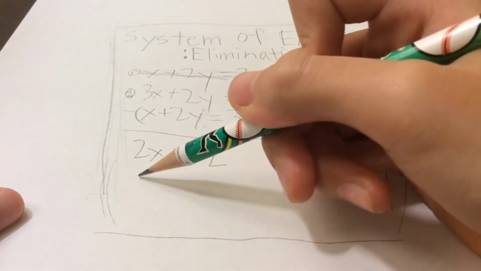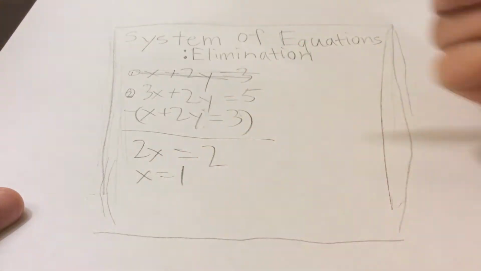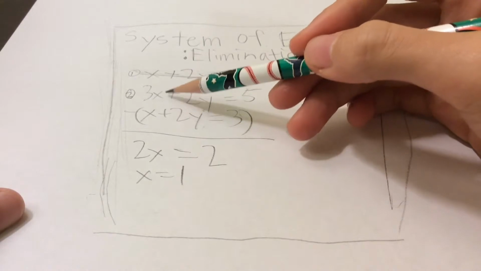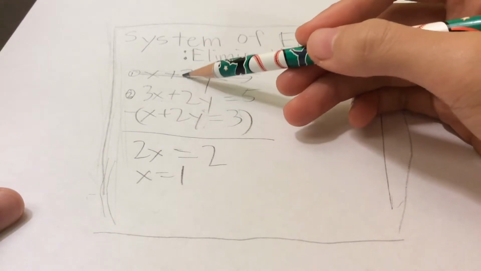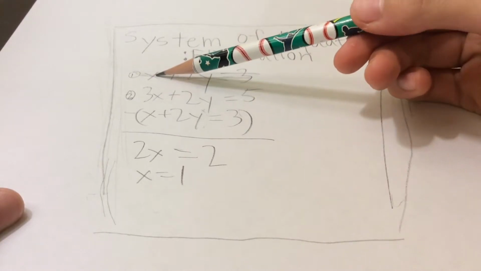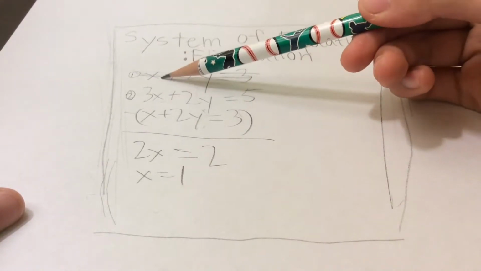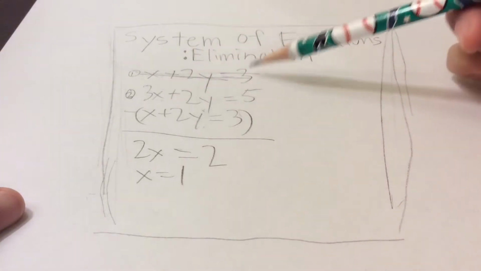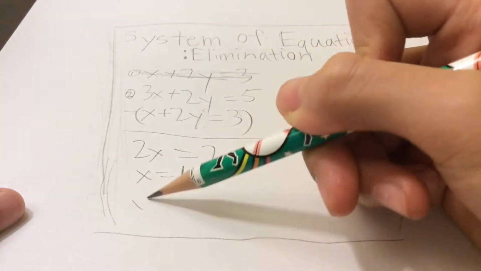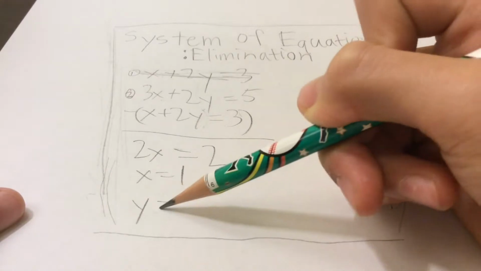So then we solve for x. x equals 1. And now we plug the 1 back into the original equations. So x is 1, and 1 plus 2y equals 3. Now I solve for y, which is obviously 1, because 1 plus 1 is 2, equals 3.